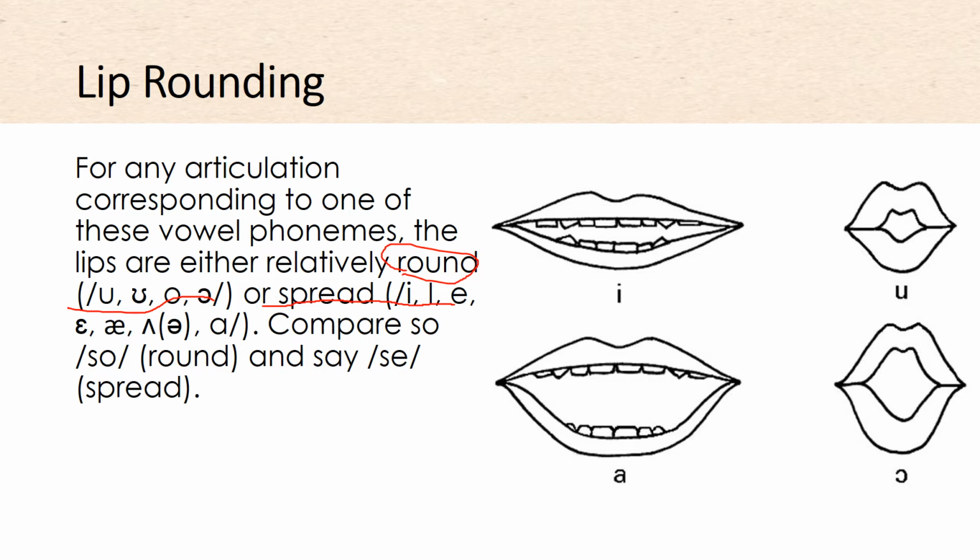Let us compare based on the following examples. When we say so, it is rounded. Now, when we say see, our lips are spreading. Now, that is the lip rounding.